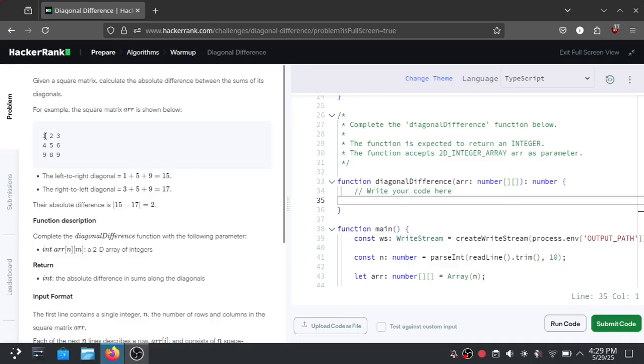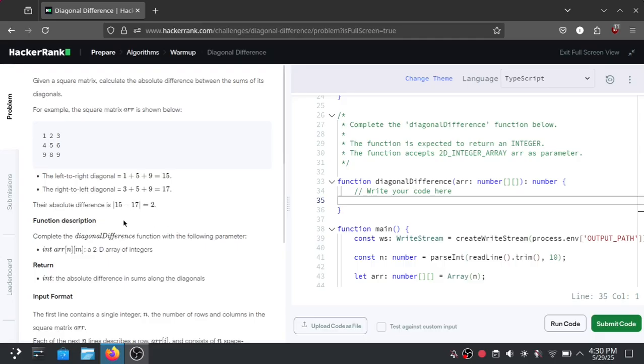So for the first one, we are calculating 1 plus 5 and then plus 9, and then the result is stored elsewhere. And then for the second one, we are calculating 3 plus 5 and then plus 9, and then the result will also be stored elsewhere. In order to solve this kind of problem, we are going to calculate the difference between the two numbers from the calculation.